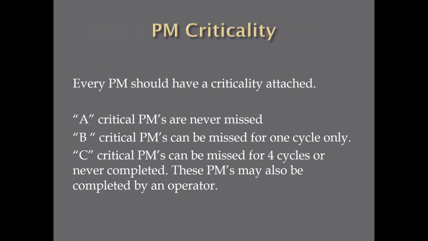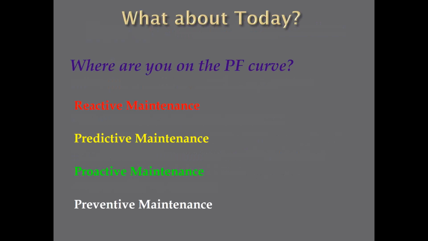So again, how are you going to use your asset criticality? Was the asset criticality done effectively in the beginning? So where are you on that PF curve? How much reactive maintenance are you doing? How much predictive maintenance are you doing? How much proactive maintenance are you doing? And what percent of your time is preventive? You can't have 100% preventive and expect to be high on the curve.